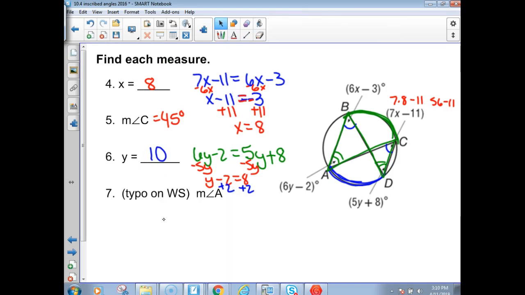Does it say find the measure of angle A? On your worksheet, it doesn't? Yeah, I think we fixed it.